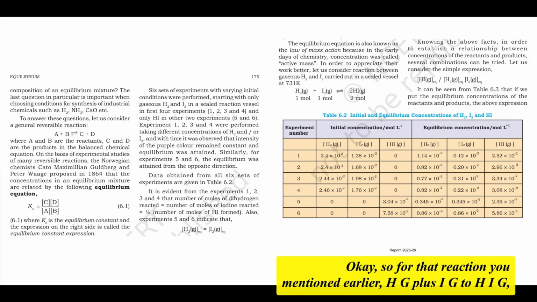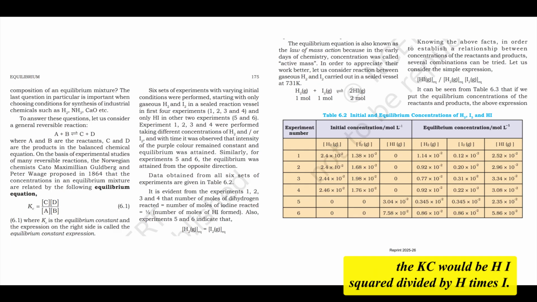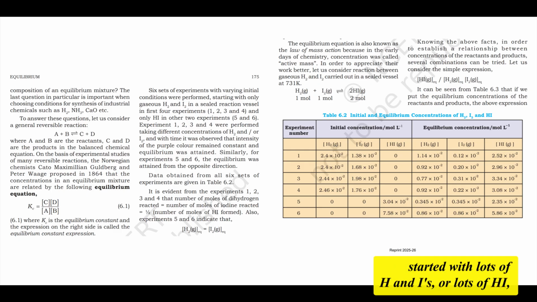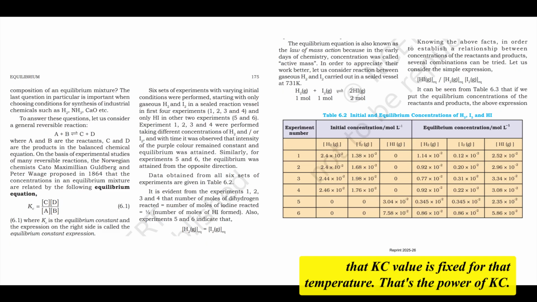Okay, so for that reaction you mentioned earlier, H2(g) + I2(g) to 2HI(g), the Kc would be [HI]^2 divided by [H2][I2]. Precisely. And the really powerful thing that Guldberg and Waage found, confirmed by countless experiments since, is that for any specific reaction at a given temperature, this ratio, once equilibrium is reached, always gives a constant value. It doesn't matter if you started with lots of H2 and I2 or lots of HI or some mixture. Once it settles into equilibrium, that Kc value is fixed for that temperature. That's the power of Kc.